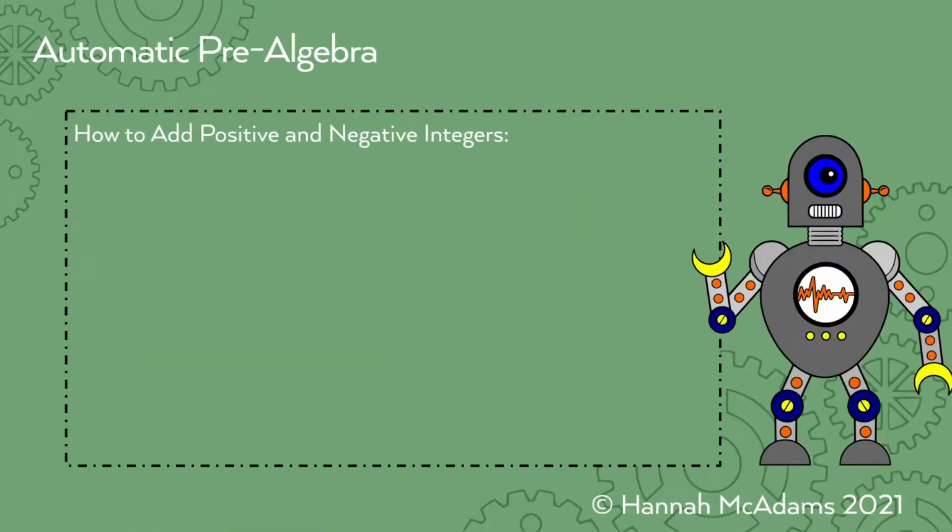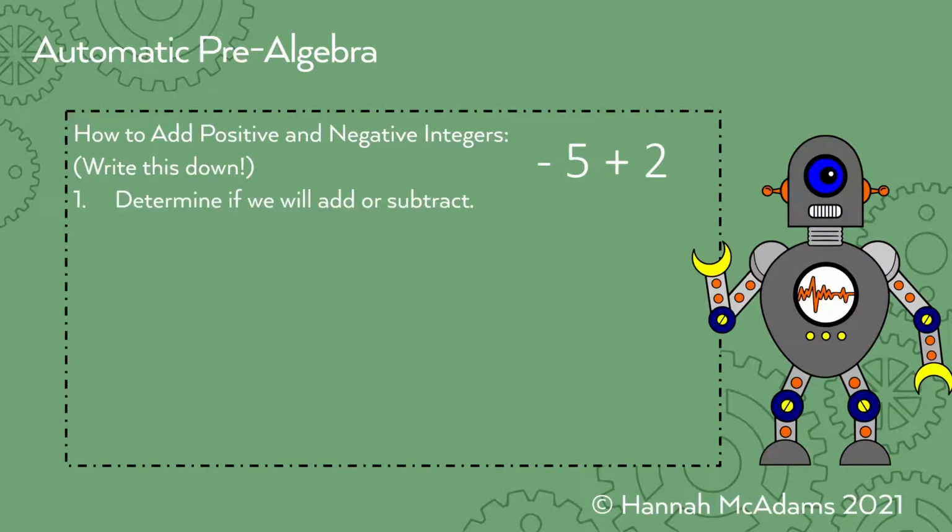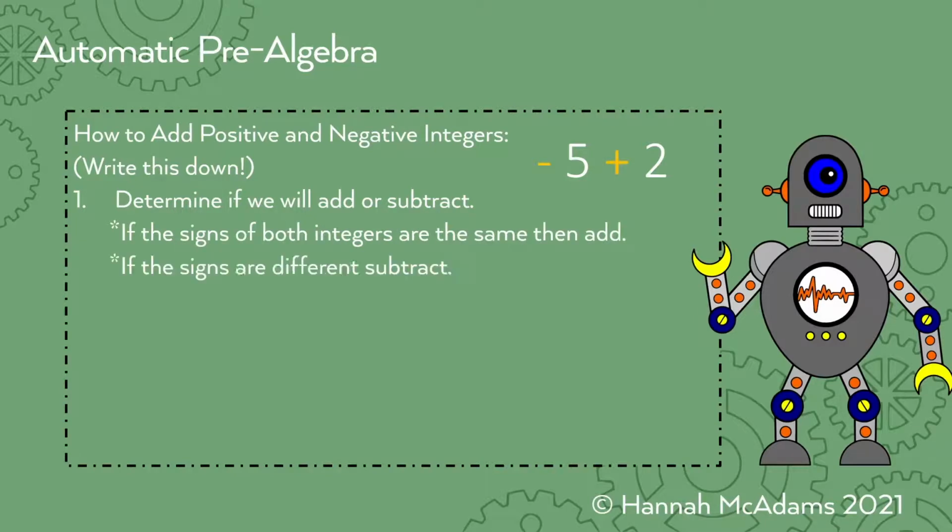All right, how to add positive and negative numbers, integers. If you have not written this down yet, please do. We did this yesterday. Here we have -5 plus 2. We need to determine if we're going to add or subtract. If the signs are the same, then we add. If the signs are different, then we subtract. Since negative and positive are different, we're going to subtract.